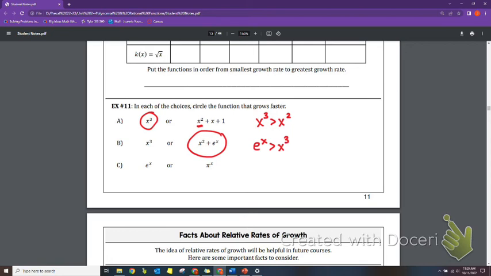And then our last one is e to the x or pi to the x. Well, remember, e is like 2.718, and pi is 3.14 approximately on both of those, okay? So which one of those would grow faster? Well, pi is bigger, so that one's going to grow faster because pi is greater than e.